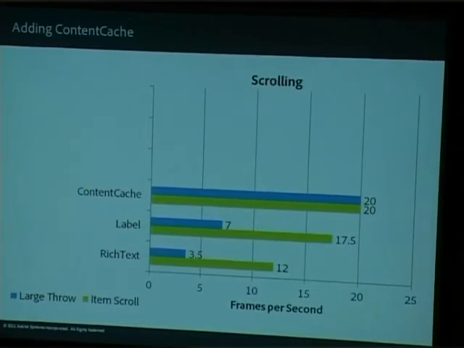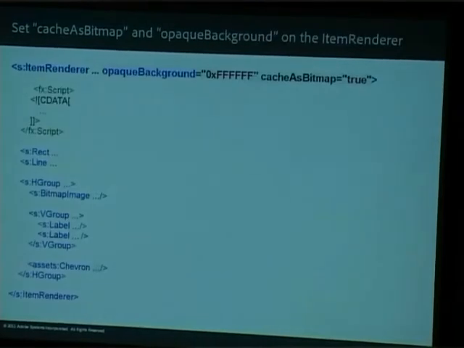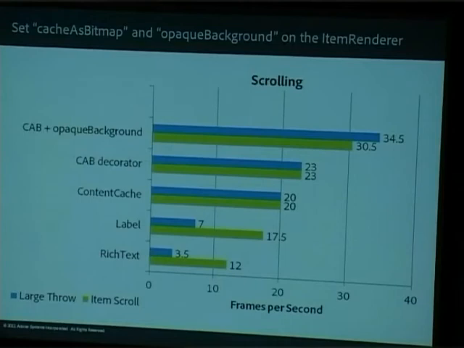Most of these things are already covered. I'm only showing the statistic backwards. Caches bitmap, 23 and 23. Opaque background plus caches bitmap, 34.5. If you are at 30 plus frames per second when you are scrolling, that is when you have good performance. Anything that is dropping below 30, I promise you, you can try it out.